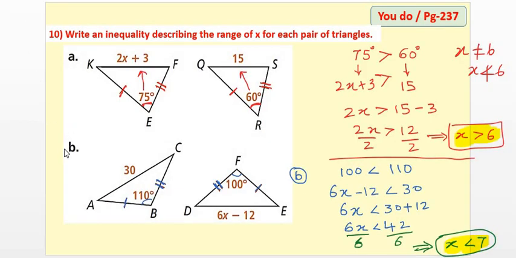So here is the answer for B part. Because the included angle 100 is less than 110, when we look across, 110 is giving us 30, and this one is giving us 6x minus 12. So that's why 6x minus 12 is less than 30, and the possible value of x is less than 7. Clear?